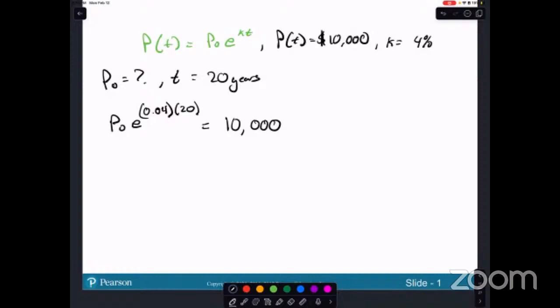Okay, so e to that power is just some number. Ultimately, the starting amount is just going to be 10,000 divided by whatever that number is: e to the power of 0.04 times 20, right? And then from there, we use our calculator.